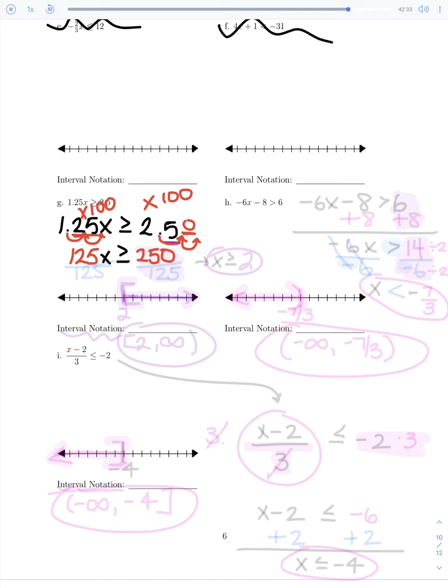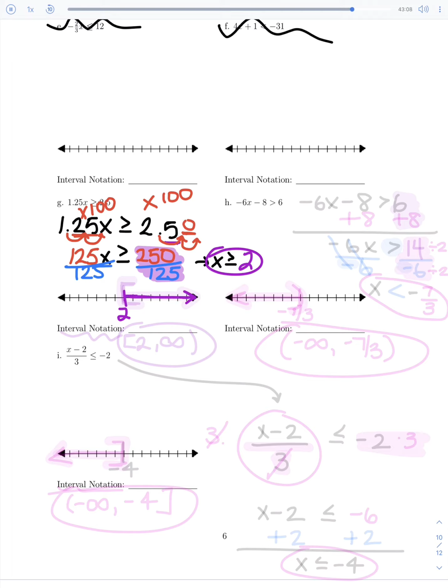Okay. Now, how do I solve this equation? Well, I need to get rid of the 125 by dividing both sides by 125. And that gets me that x is now greater than or equal to, well, let's see, 250 divided by 125, which is just the number 2. So here's the number 2 on our number line. My answer was greater than or equal to, so that means it's going to point to the right here.